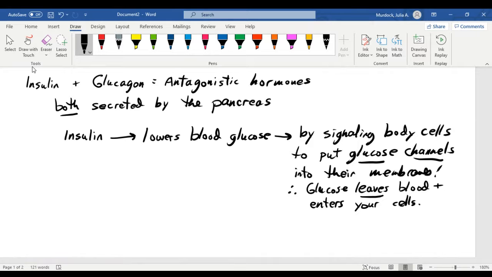Massive transports, high in the blood, low inside the cell. It flows in and your blood sugar lowers back to normal. That's what insulin does when it's working correctly. Okay.